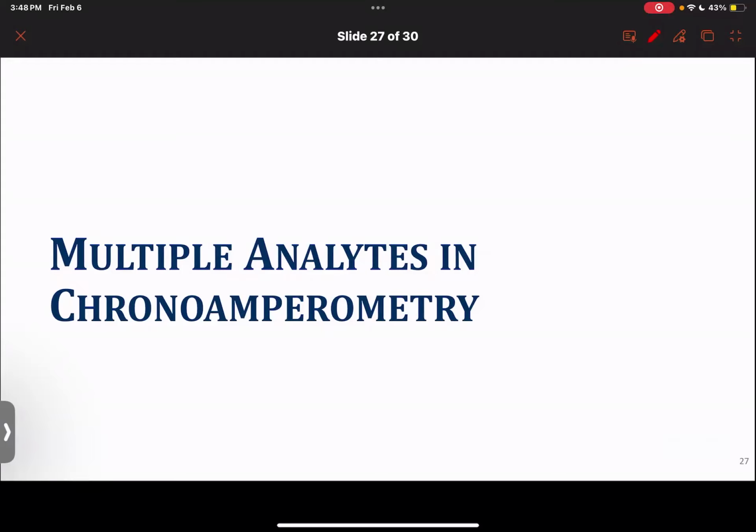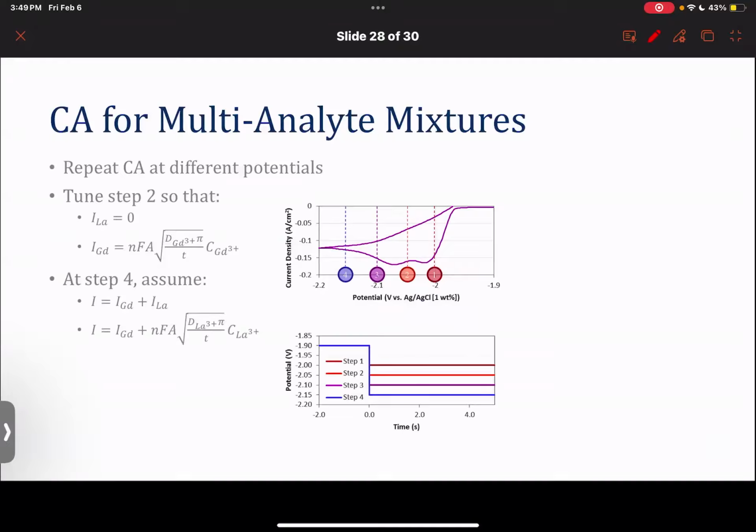Up to this point, everything we've been talking about in chronoamperometry has been for a single species being present in our electrolyte. However, that's not always the case. Sometimes you have multiple species present that you want to analyze in your electrolyte. If that's the case, we're going to have to probe along a broader potential window to find where we can apply the Cottrell equation, if possible.